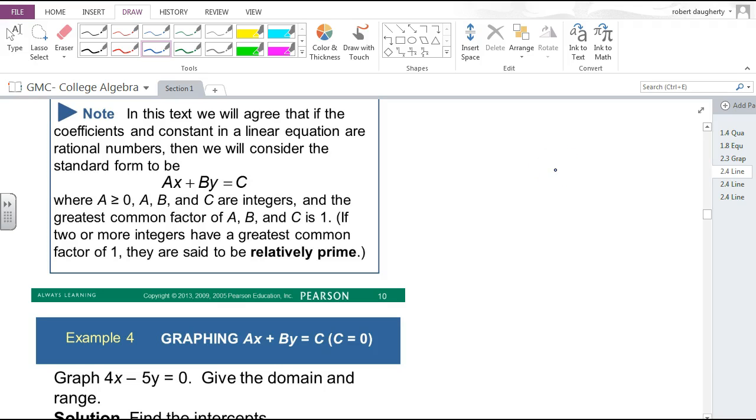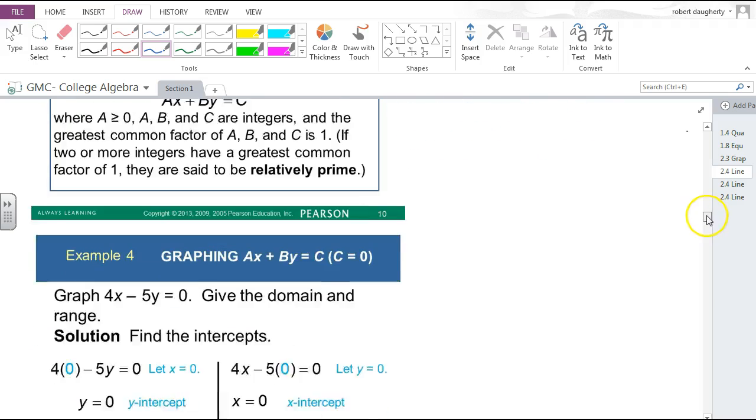We will talk about a line being in standard form if we can write it as ax plus by equals c. The other form that we talked about was f of x equals ax plus b. Those are just two different ways to write the equation of a line. This one is in function notation, and the next one is what we call standard form. The nice thing about standard form is that it's pretty easy to find the intercepts. So let's look at the example below.